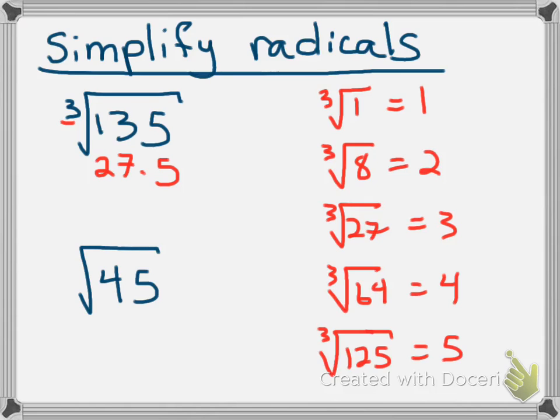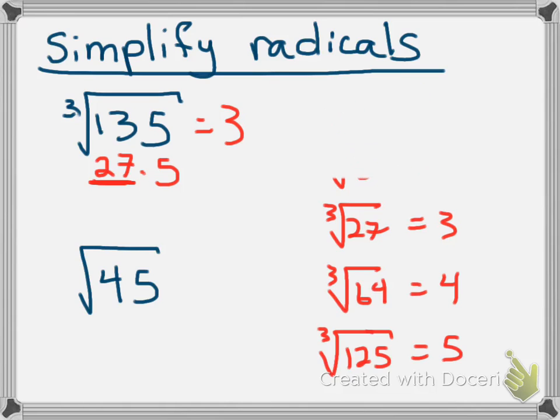You want to think about this as what you know versus what you don't know. I like to underline the things that I know. It just makes it easier to visualize so you don't end up forgetting something along the way. So I've underlined what I know, which is the 27. The cubed root of 27, we already know, is 3. What you know goes on the outside, and what you don't know stays on the inside. So the 3 came on the outside because the cubed root of 27 is 3.